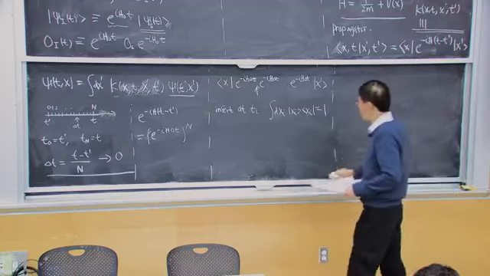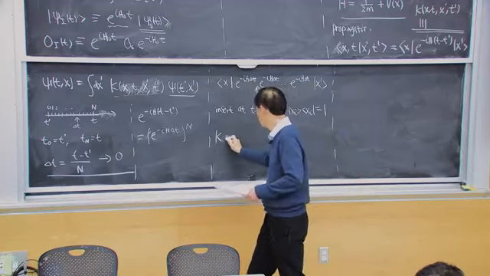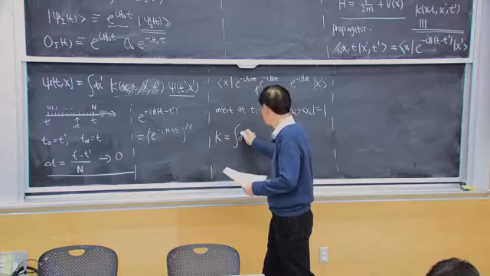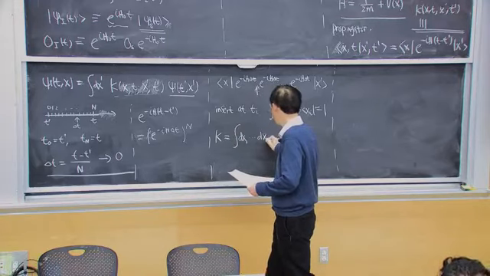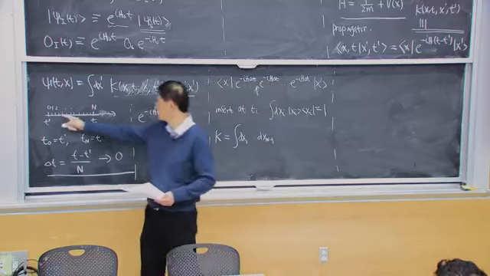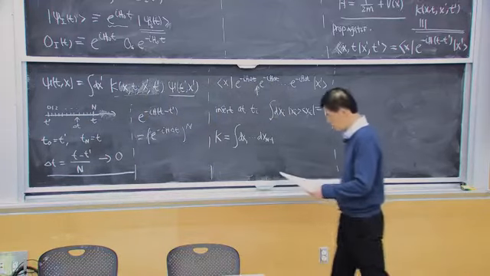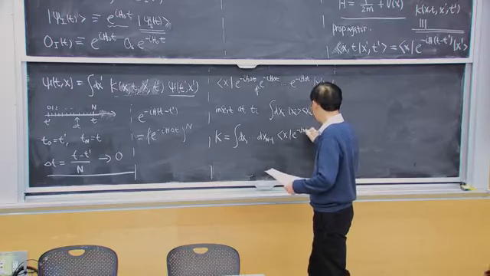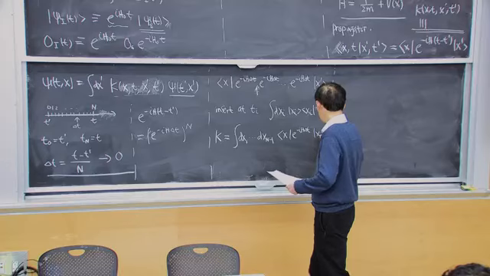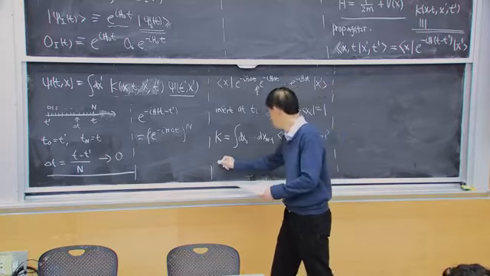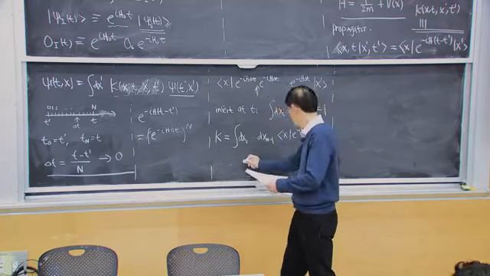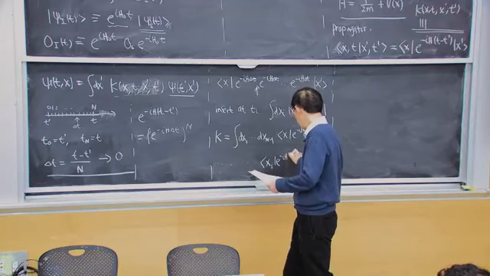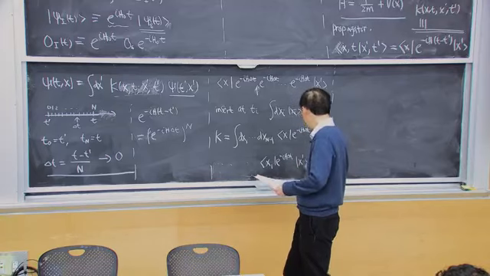So now this object K can then be written as the integral dx1 through dxn minus 1. At each step you have x exponential minus iH delta t xn minus 1, and then all the way down to x1 exponential minus iH delta t x prime.